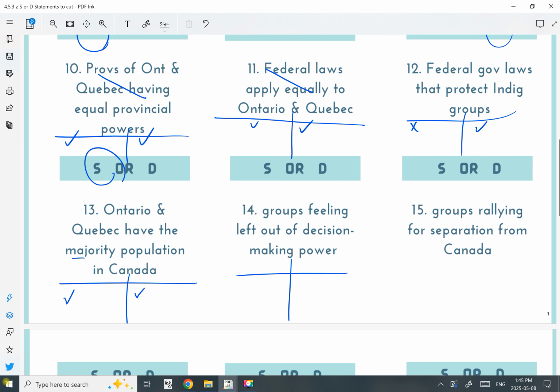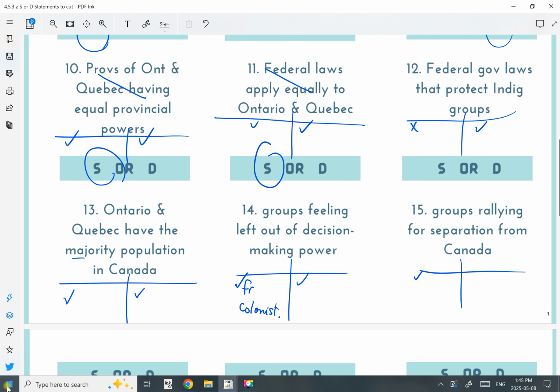Okay, here's another one. Back then, were there groups that felt left out of the decision-making process? Yeah, they're French, or just the regular colonists who weren't the English-speaking elite? Are there still people today that feel left out of decision-making process? Yeah. Are there people in this room who feel left out of the decision-making process? Okay, so it's similar.